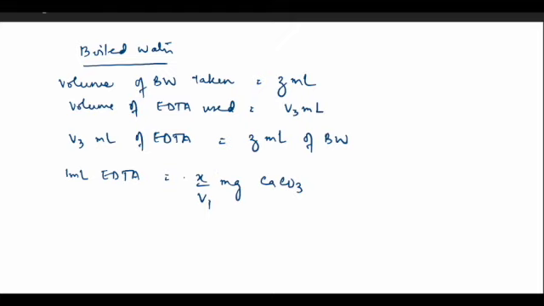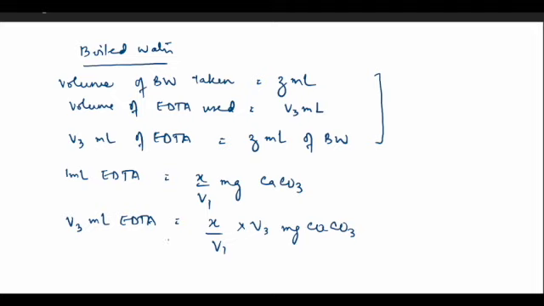Okay, so if it is in terms of standard hard water, let's see what we get in terms of this boiled water sample. Definitely in that case, if 1 ml of EDTA is equivalent to x over V1, then V3 ml of EDTA will be equivalent to x over V1 into V3 milligrams calcium carbonate. But here Z mL of boiled water is there, so let's see what we get in terms of Z mL. Therefore Z mL of boiled water sample is equal to x over V1 into V3 over Z.